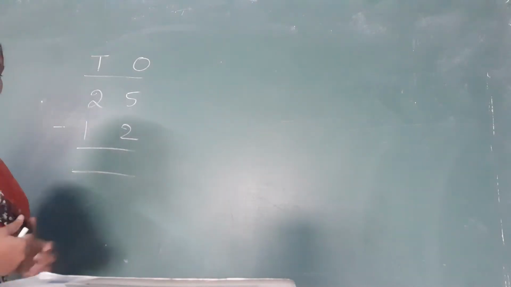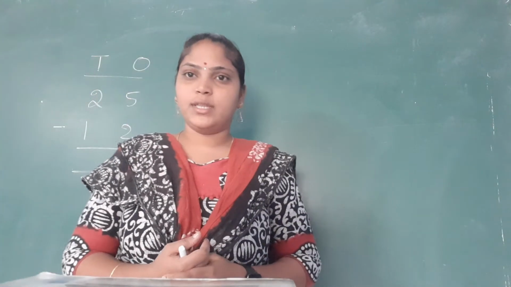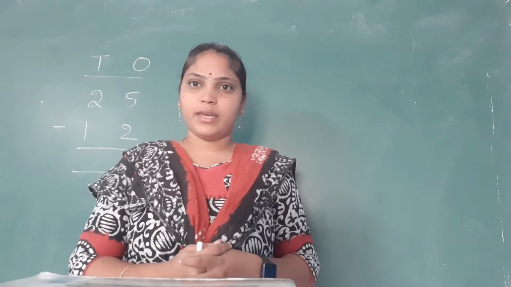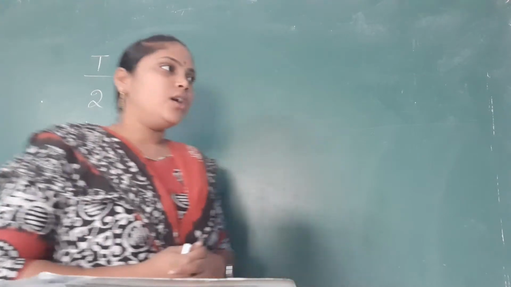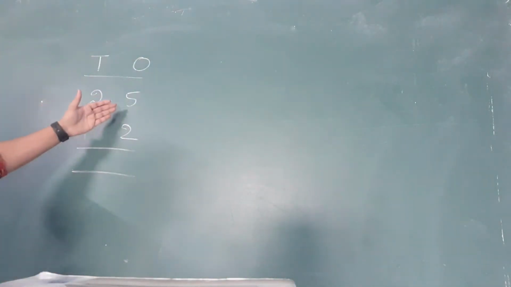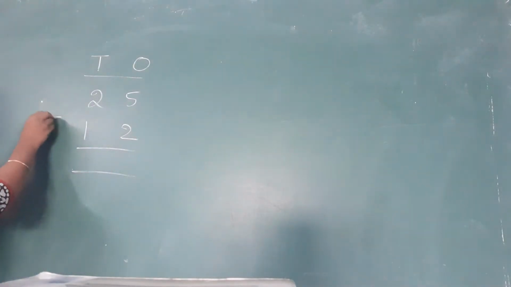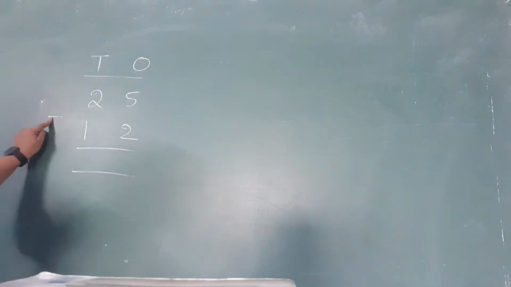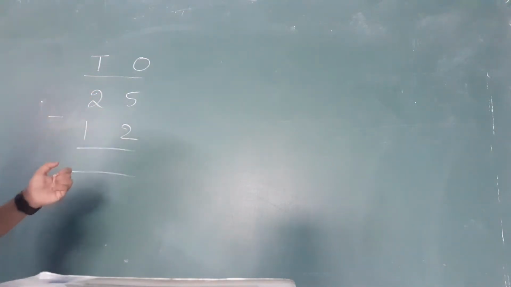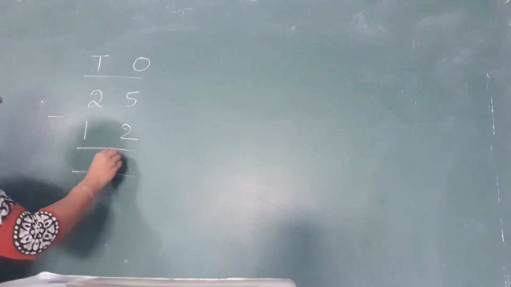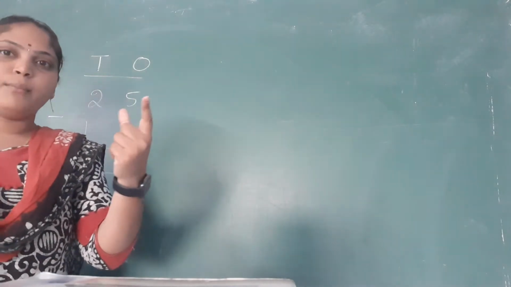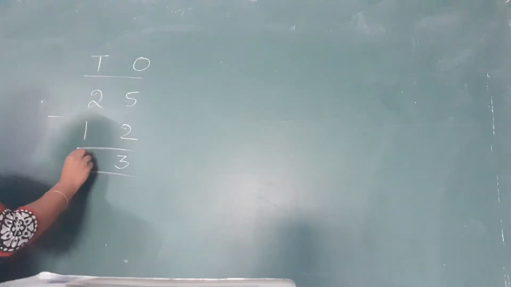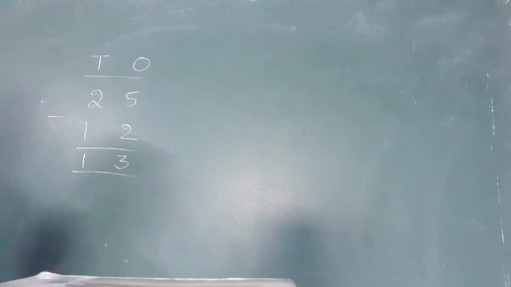So what does subtraction mean, children? Subtraction means taking away. So here you have to subtract 12 from 25, and minus is the symbol of subtraction. Now do subtraction. 5 minus 2 is 3, 2 minus 1 is 1, so 25 minus 12 is 13.